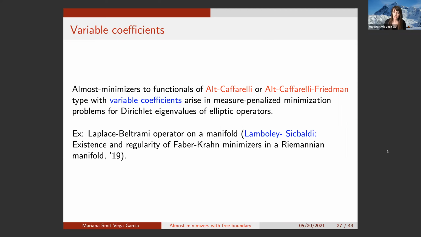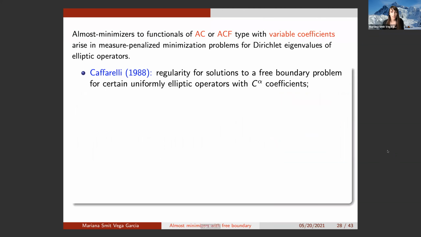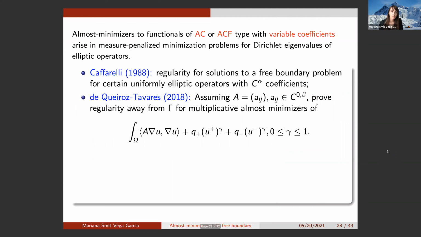So if we look at the Laplace-Beltrami operator on a manifold, this is a paper of Lamboley and Sicbaldi on the existence and regularity of Faber-Krahn minimizers from 2019. For example, this is a setting in which this gives rise to an almost minimizer, to a function of our type in which we have variable coefficients. Other examples of related work, starting with the seminal work of Caffarelli in '88, we have regularity for solutions to free boundary problems for uniform elliptic operators with C alpha coefficients.